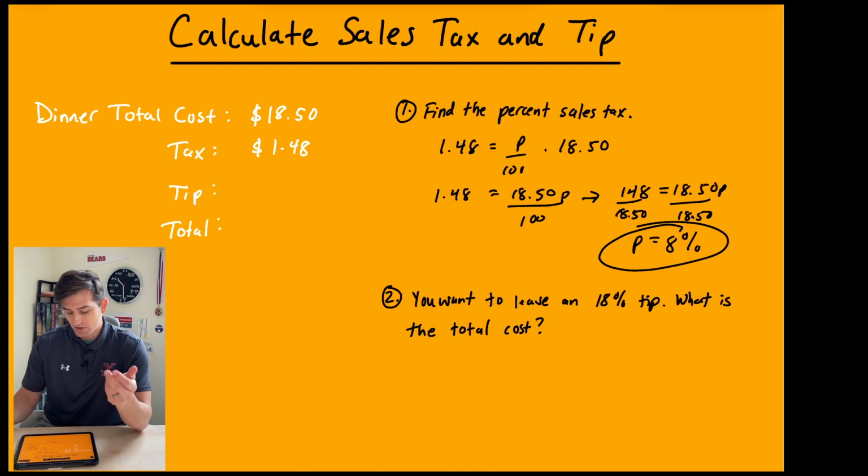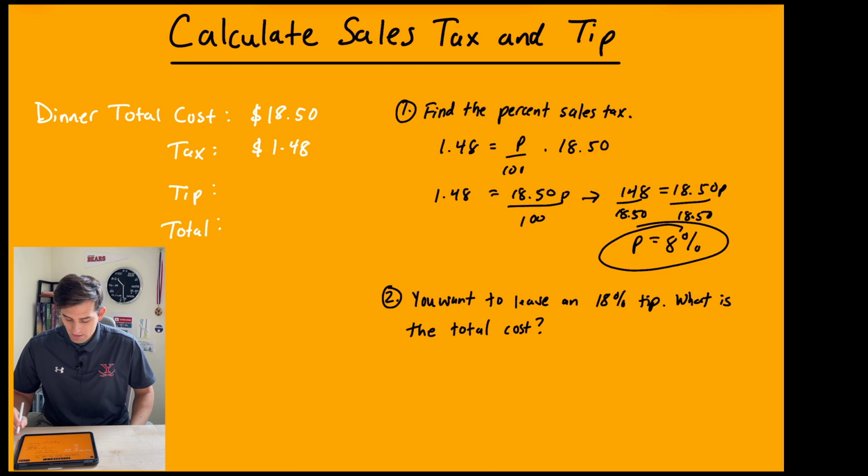Now you could also just write this as p, so maybe like this, right? But if you do that, you need to remember that when you get your answer in your calculator from dividing, that's the percent in decimal form. So you just need to move the decimal place twice to the right to write it as a percent, and you'll get 8% as well.